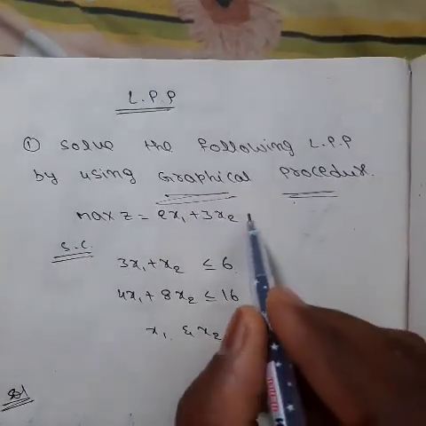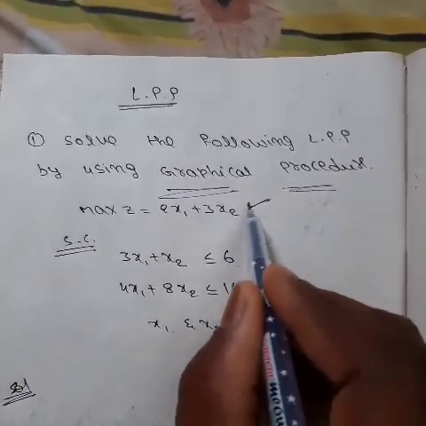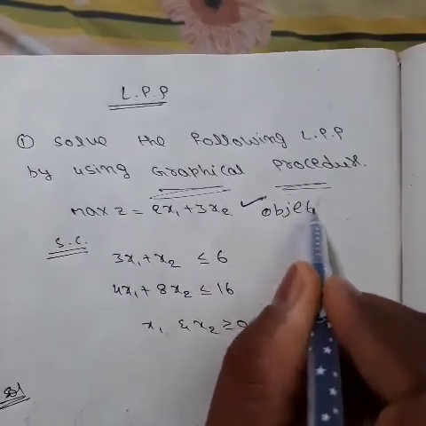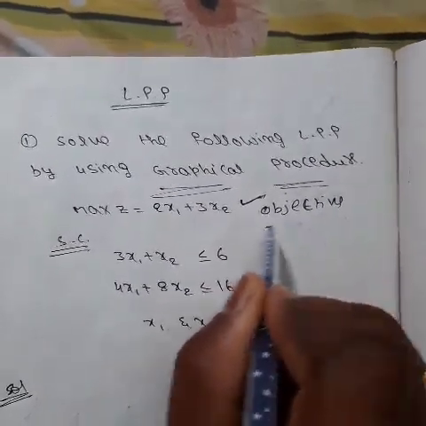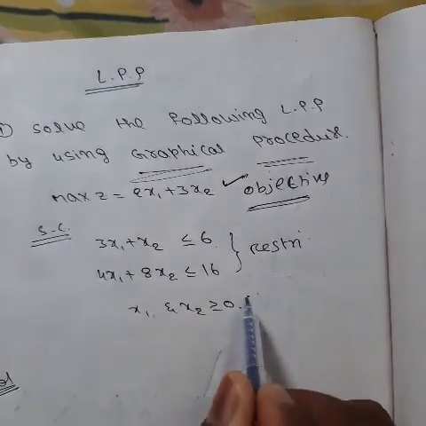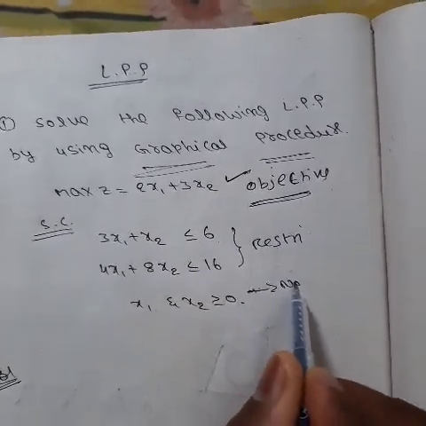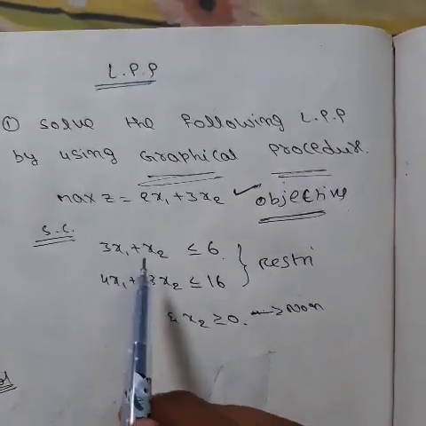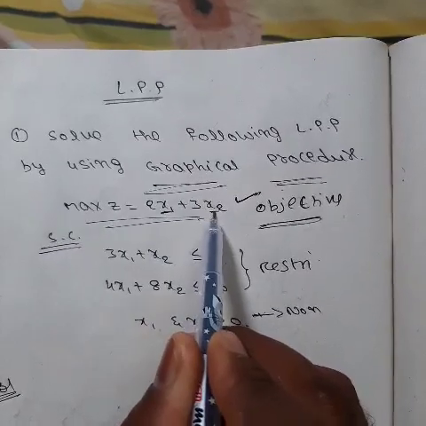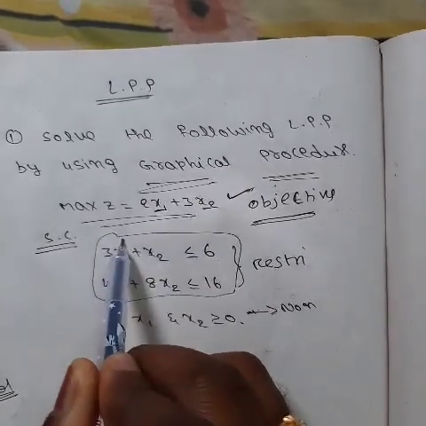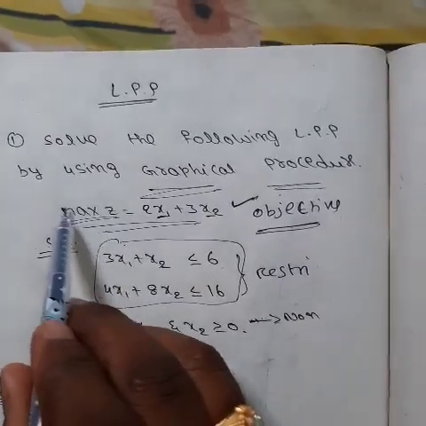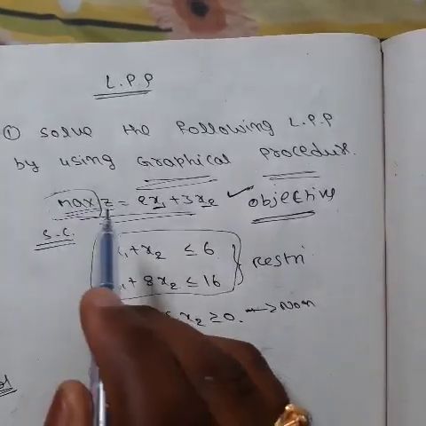Under this, this is called the objective function, and these are called restrictions, and this is called non-negative restrictions. Under this, our main motto is to extract x1 and x2 values by using these two equations and substitute them in the objective function, and our objective function must be maximized.